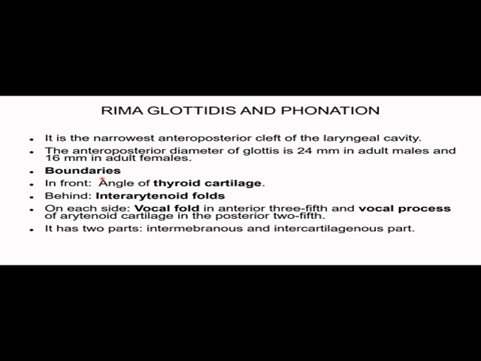What are the boundaries of Rima glottidis? In front, it is bounded by the angle of thyroid cartilage. You remember the angle of thyroid cartilage, like this part. In the front, it is bounded by this part, and behind, it is bounded by the interarytenoid folds. And on each side, we have seen in the picture that there are vocal folds above and vocal process below.